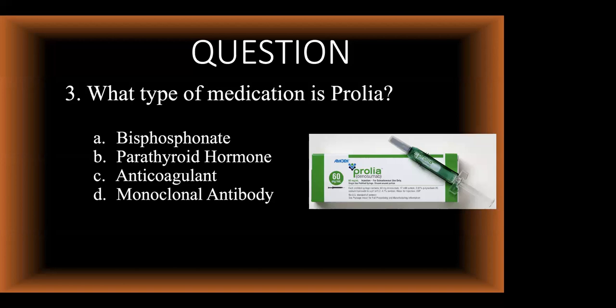Third question, the patient's on Prolia for osteoporosis. What type of medication is Prolia? Is it a bisphosphonate? Is it a parathyroid hormone, anticoagulant, or is it a monoclonal antibody? Robert? Okay, so pick A, B, C, or D.